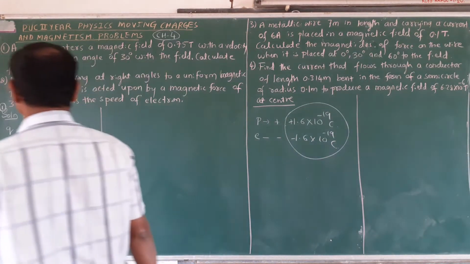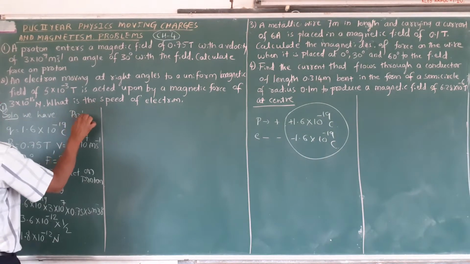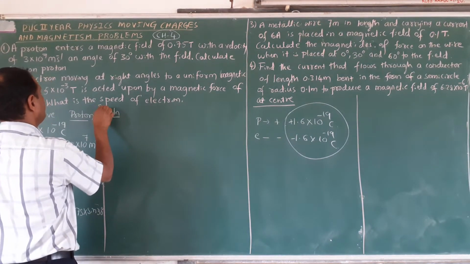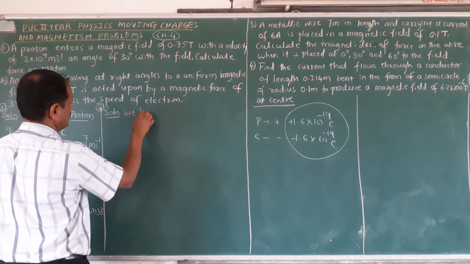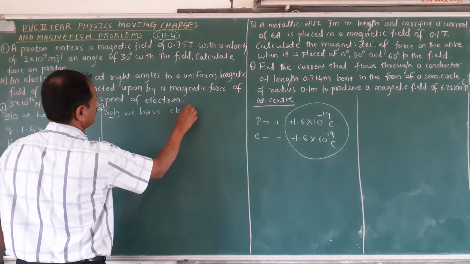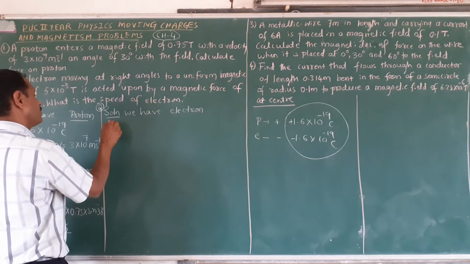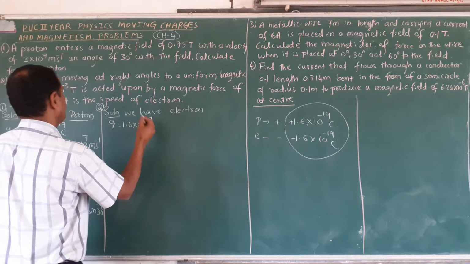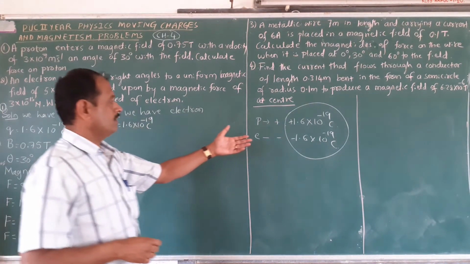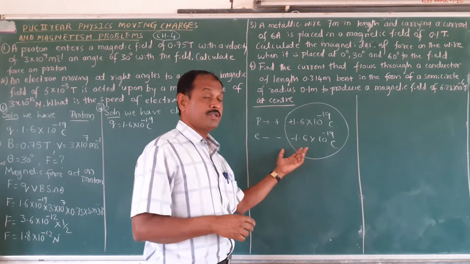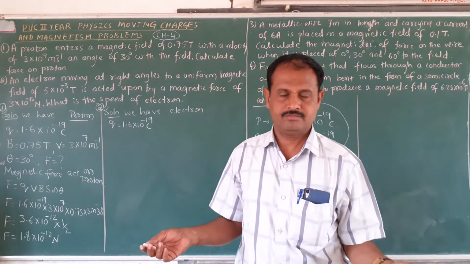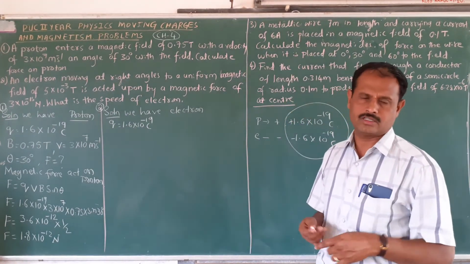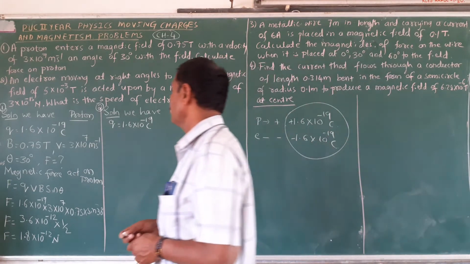Here is a proton, a moving proton. But in the second problem, the moving charged particle is an electron. Electron means the same charge magnitude, 1.6 into 10 to the power of minus 19 coulomb. The magnitude of the charge of the proton and of the electron are the same, but they are of opposite kind. What about the neutron? Neutron is electrically neutral. There is no charge at all. Now Q is equal to this much.